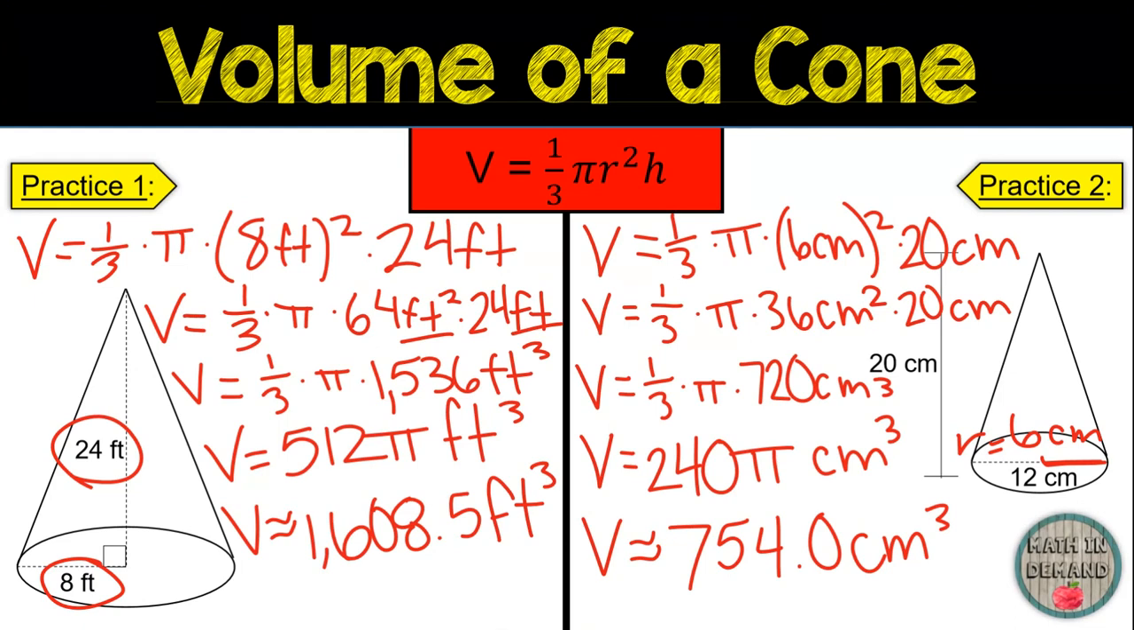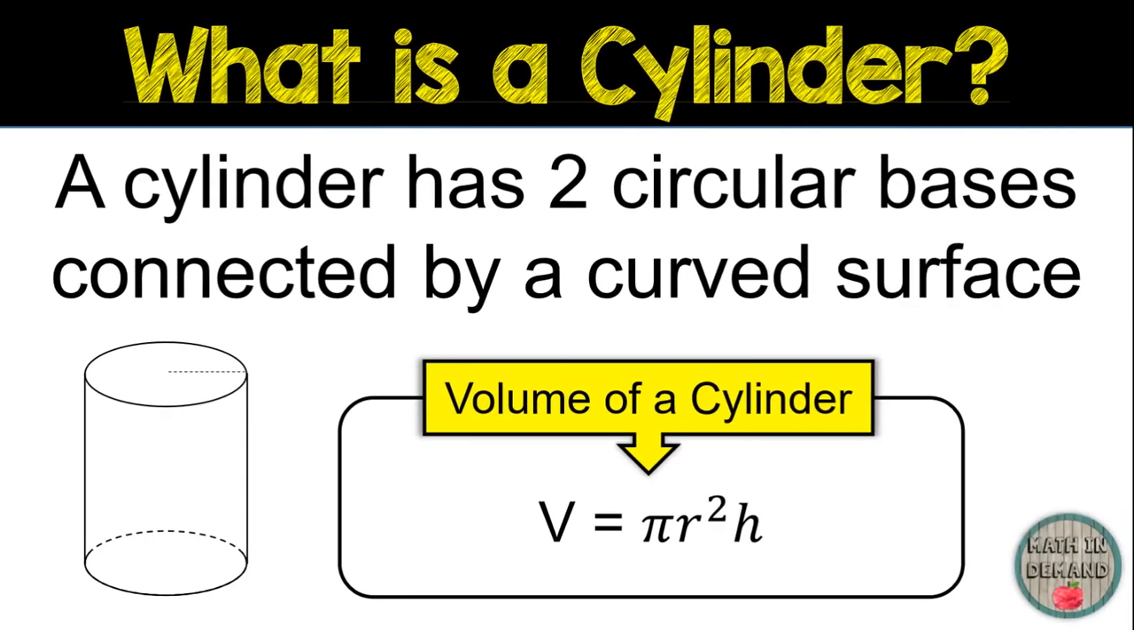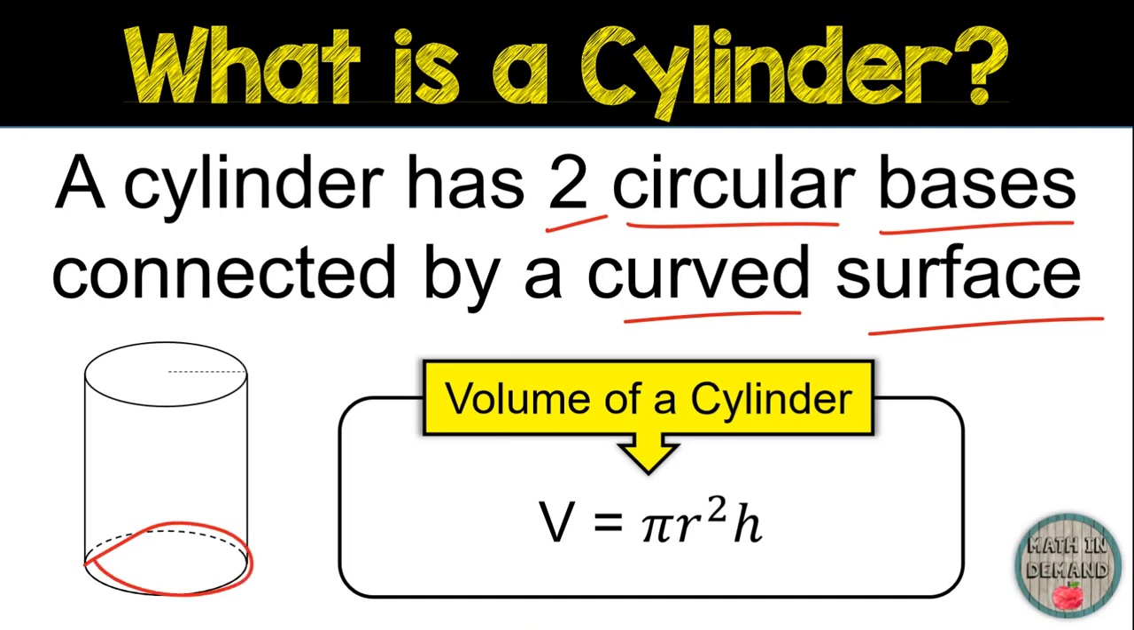Let's go ahead and take a look at another three-dimensional object. All right, so this three-dimensional object is a cylinder. So what is a cylinder? A cylinder has two circular bases connected by a curved surface. So if you look right here, the base is circular, and the other face is also a circular base, and they are connected by a curved surface.